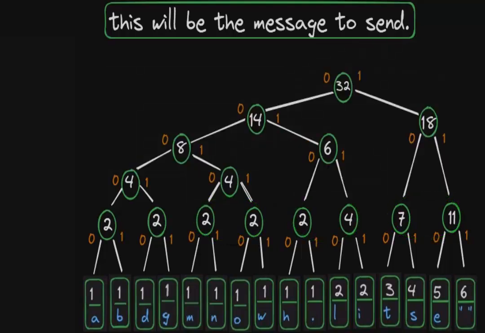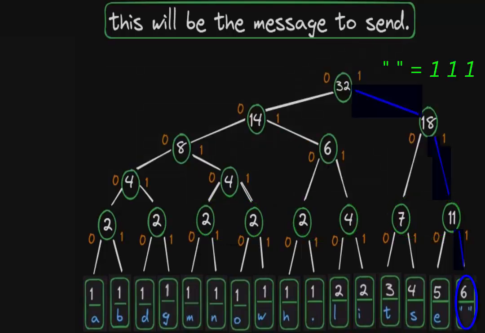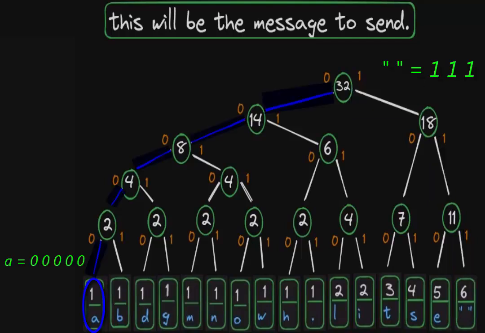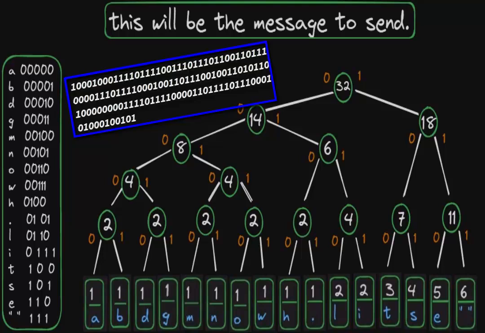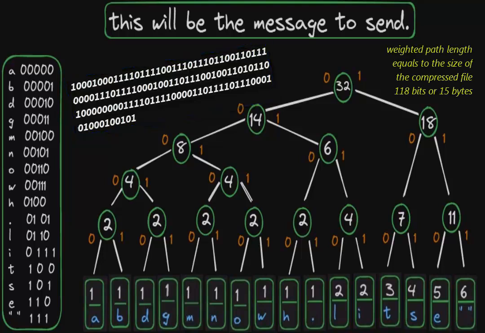For example, we only need 3 actions to reach a blank space and 5 to get the A character. This is what it looks like in the new custom encoding system. The weighted path length, which is 118, denotes the new size. This is 118 bits or 15 bytes.